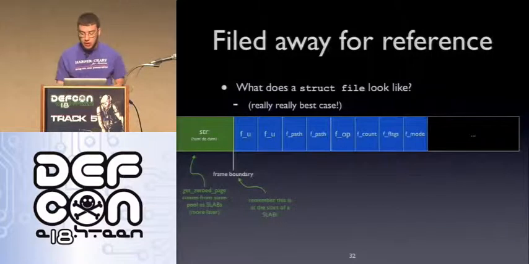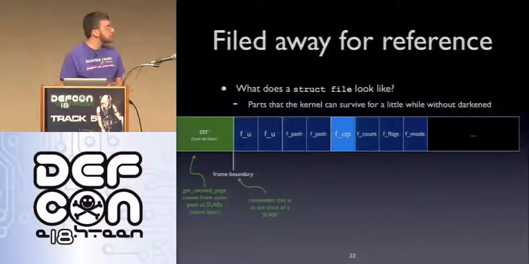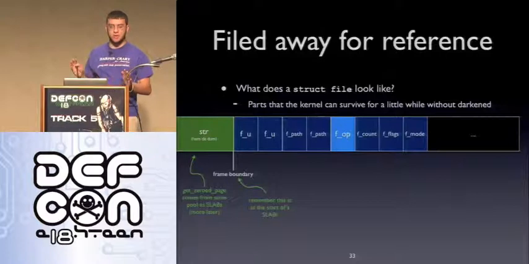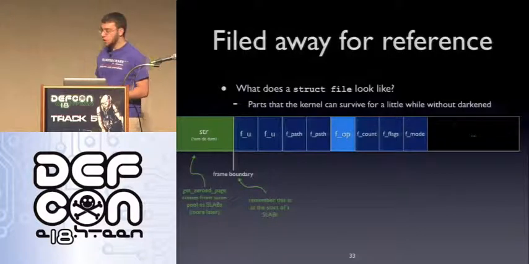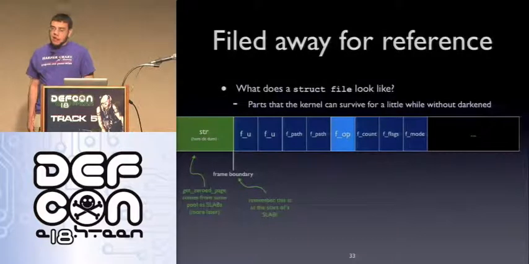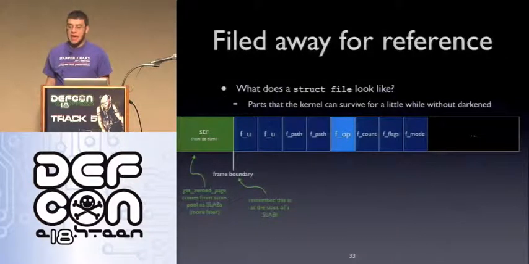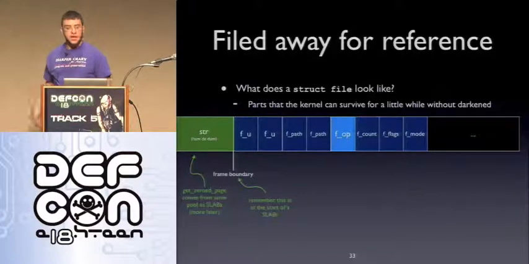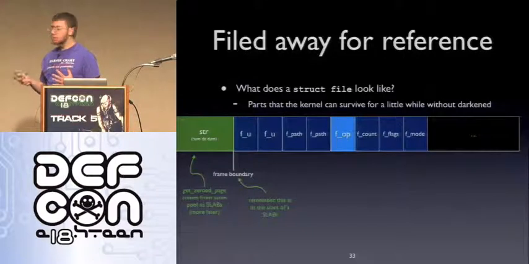Okay, so what does a struct file look like? This is what it is. This time I've darkened the parts that the kernel can survive for a little while with being smashed. The kernel isn't going to survive forever. If you do a lot of operations on this file, it's going to be bad. If you exit the program, it's going to be bad. If you don't clean it up later, it's going to be bad. The kernel's probably going to crash. But there's only one pointer in here. There's only one member of this struct that really matters, and that's fop.